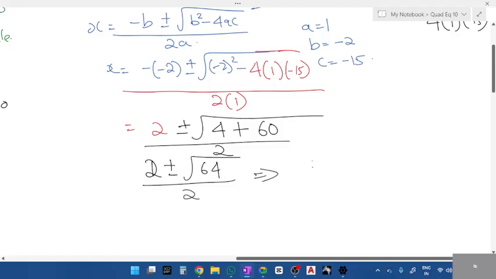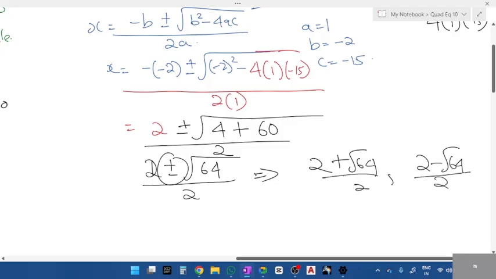We have 8. So how many values? There is plus and minus here. So for plus it is like this, and for minus it is 2 plus 6, 8, 5. X is equal to 5.